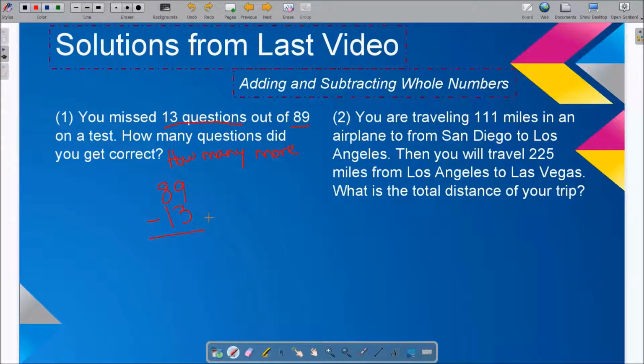Again, emphasizing the importance of lining things up correctly and starting from the right side. 9 minus 3 is 6. 8 minus 1 is 7. We got 76 questions correct.